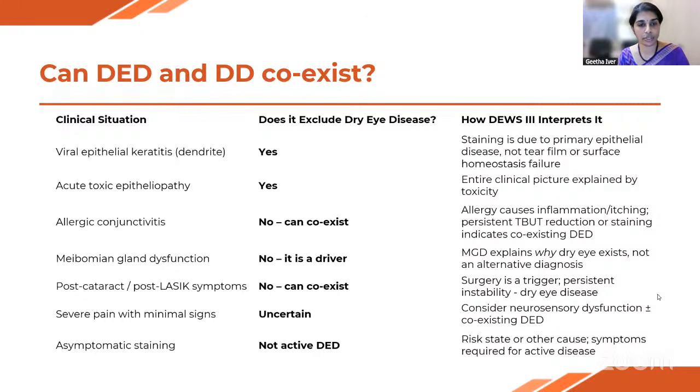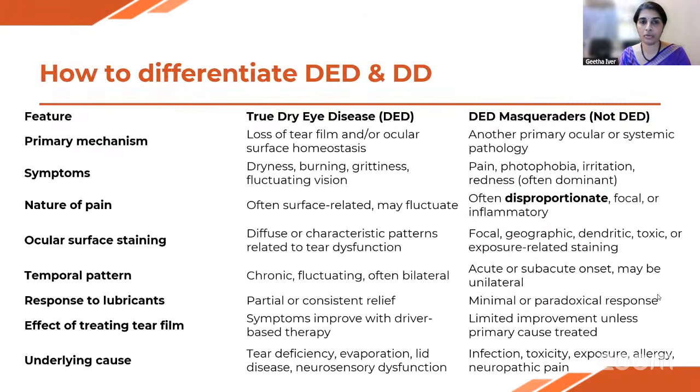Similarly, for acute toxic epitheliopathy, if the entire clinical picture is explained by the toxicity, it excludes dry eye disease, and so on and so forth with the different examples that have been cited here. How do you differentiate dry eye disease from the differential diagnosis? This is done based on certain aspects that have been highlighted here. The primary mechanism, and the symptoms especially, which tend to be more of dryness and burning in true dry eye disease in comparison to pain and photophobia in the masqueraders.